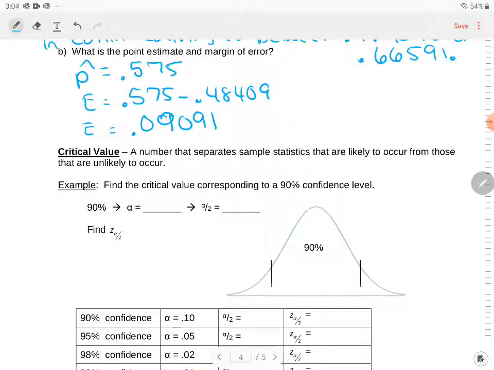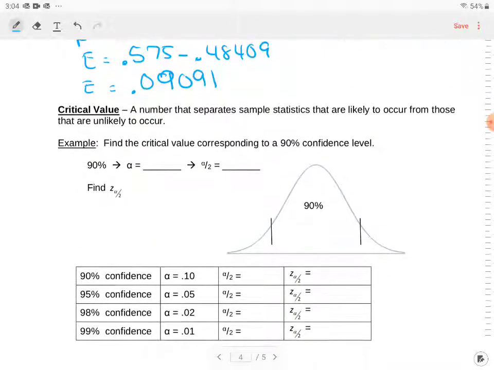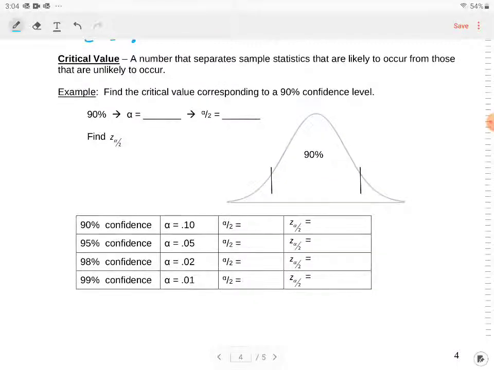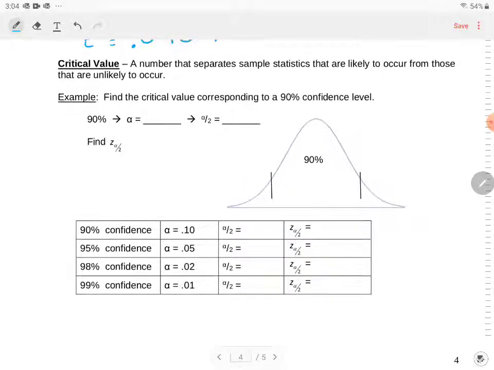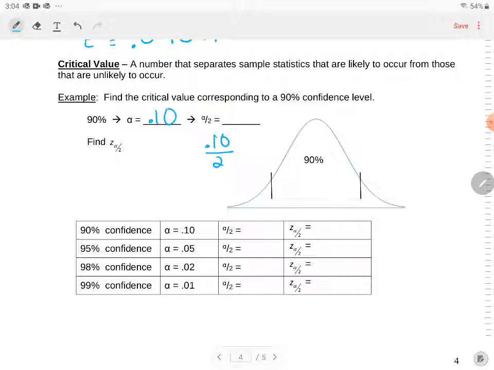Okay, so a critical value is a number that separates the sample statistics that are likely to occur from those that are unlikely to occur. All right, so find the critical values corresponding to 90%. And so we have alpha and alpha over 2, and then we will review how to find z alpha over 2. So 90%, alpha is 0.10, and alpha over 2 literally means 0.10 divided by 2. You take your alpha value when it's alpha over 2, and you divide, and you get 0.05.